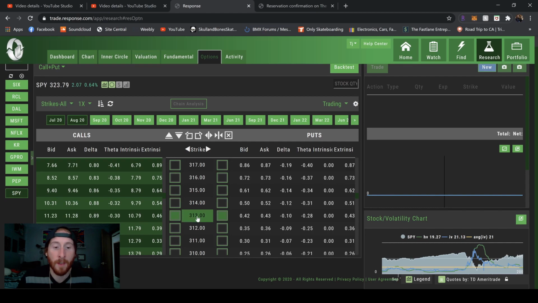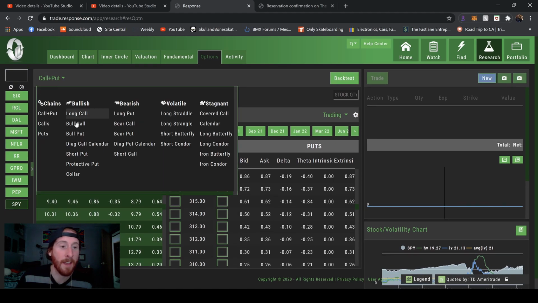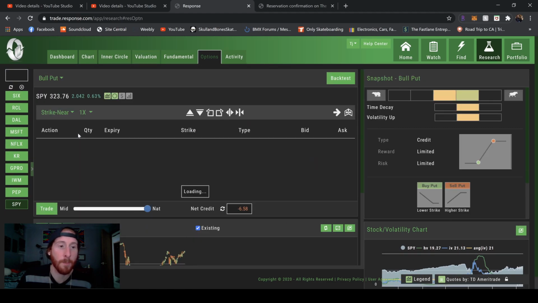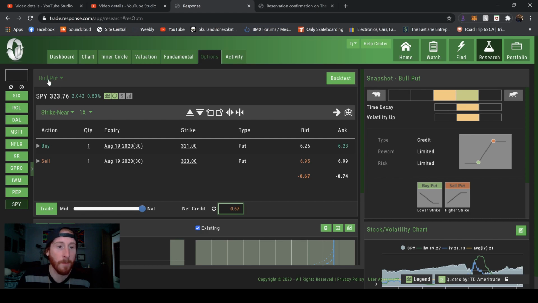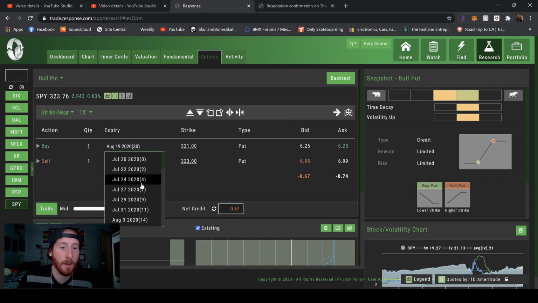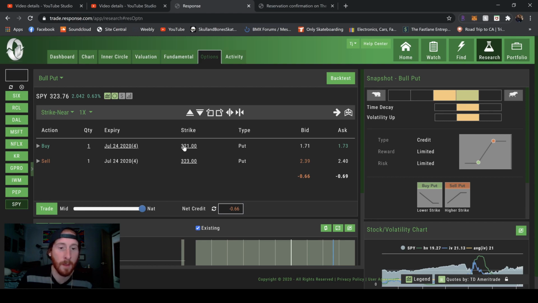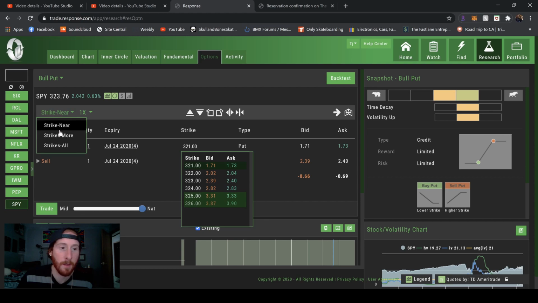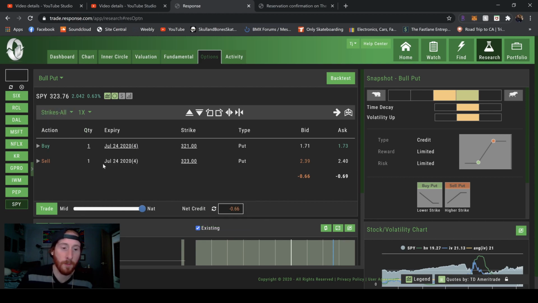So what I'm going to do is sell the 313 and buy the 312, set up as a bull put credit spread. So I come to the bull put, this is my strategies. Choose July 24th because of the 4-day expiration. Got to do all of the strikes.